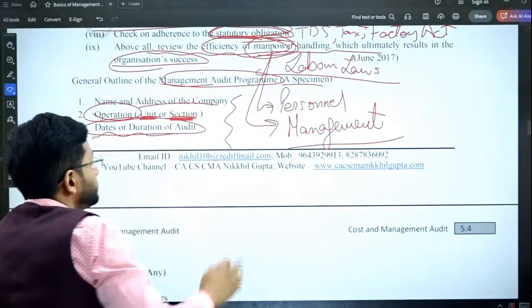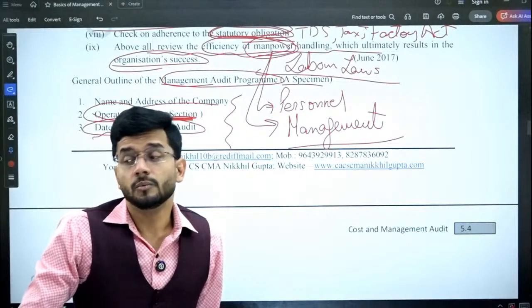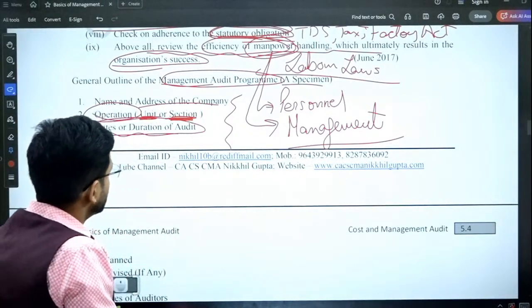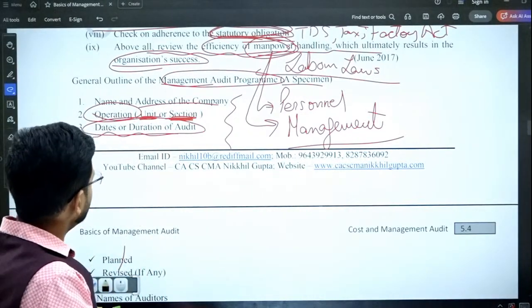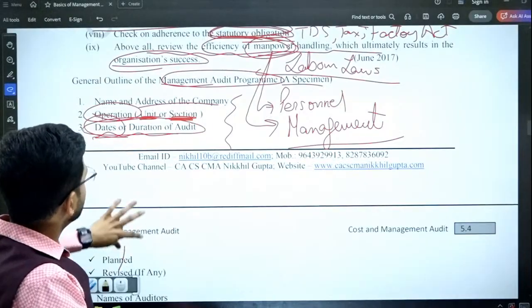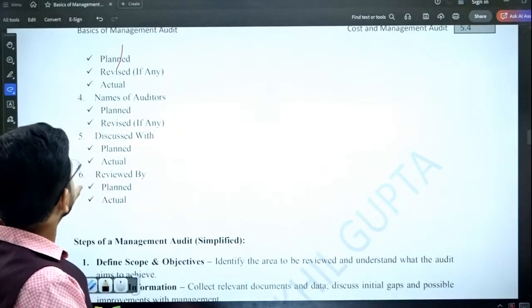Dates and duration of audit. When has the audit started? When has the audit concluded? What is the duration of audit? How many months has the audit been conducted? All these things should be laid down.